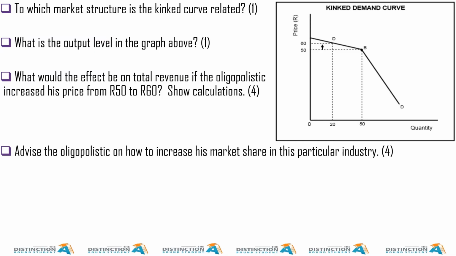To which market structure is the kinked curve related? All right, so when you see a kinked demand curve, one that is elastic and inelastic, you know it is an oligopoly. Remember when we did classification of markets, we mentioned the criteria that we use to distinguish market structures. When you see a demand curve like this, you know it's perfect. When you see one like this, you know it's monopolistic. One like this, monopoly. One like this, oligopoly. So we say this one is horizontal, this one is elastic or highly elastic, this one is inelastic, and this one is kinked. So when you see a kinked demand curve, you know it's oligopoly. All right, so that's question number one, and it's for 1 mark.